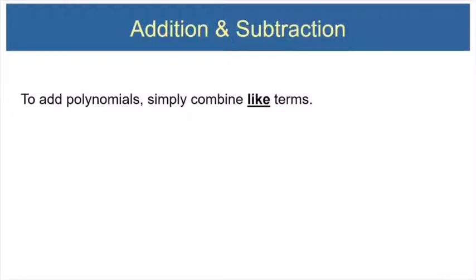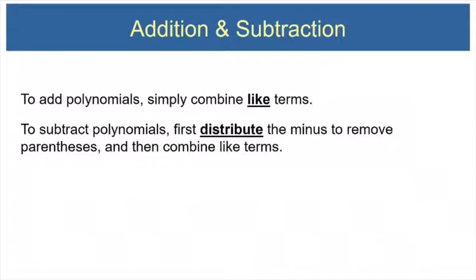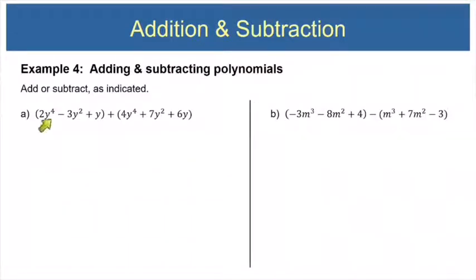All right, now adding polynomials together is really simple. It's basically just combining like terms. To add polynomials, just combine like terms. And subtracting polynomials is also pretty simple. All you got to do is first distribute the minus sign to remove the parentheses, and then you can just combine like terms. Let's see what that looks like. Here are a couple of examples.